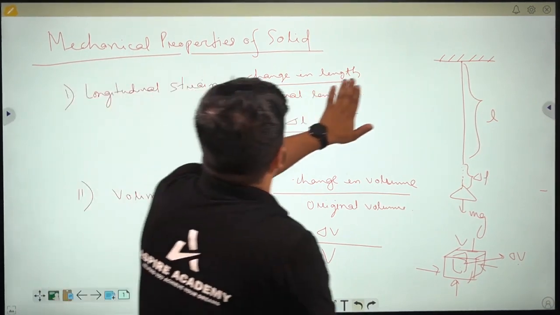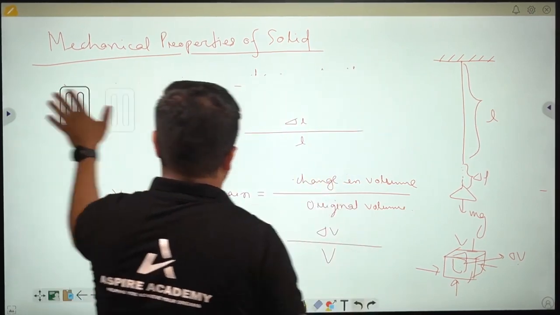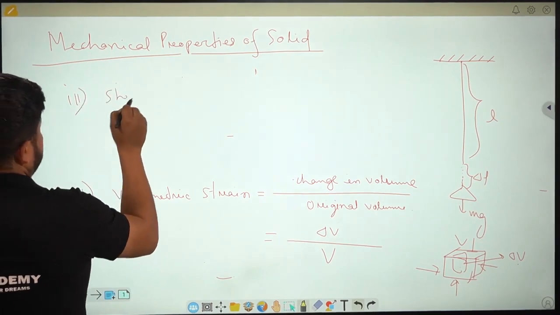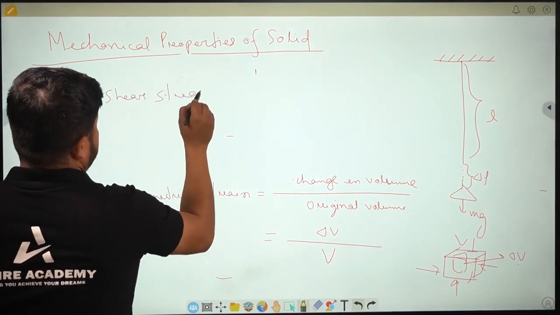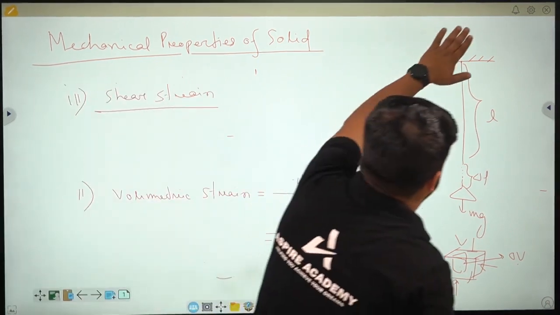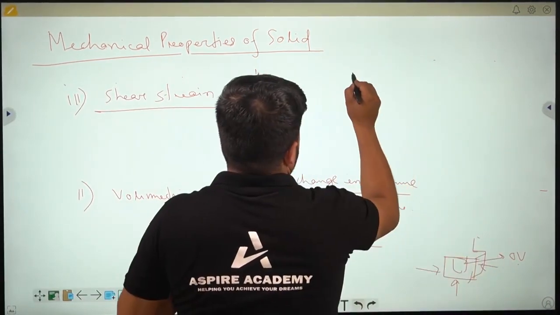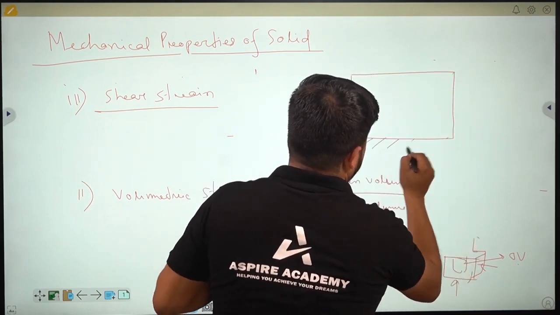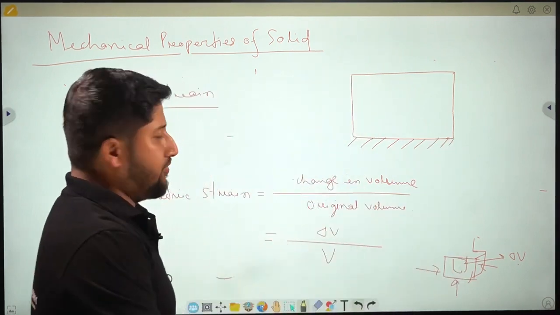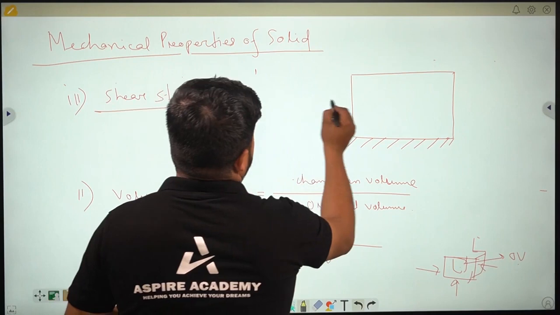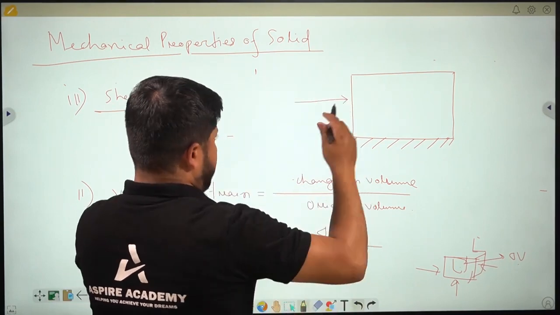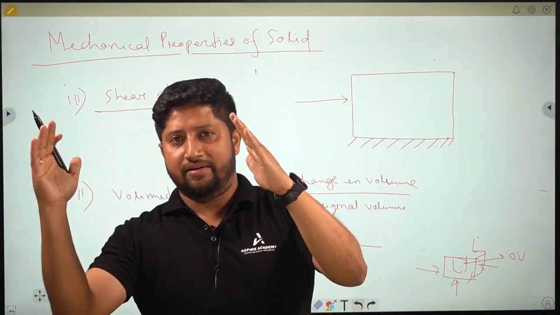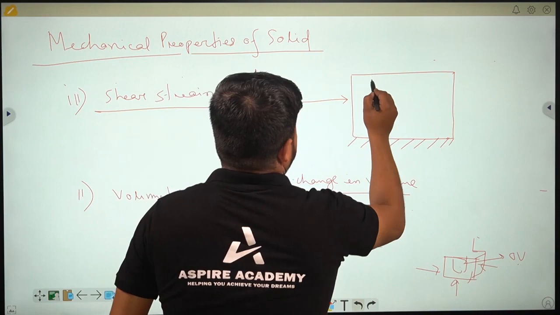The next term is called shear strain. So what is shear strain? Suppose this is a block whose lower base is fixed. If we fix the lower base and apply a force here, what will happen? The lower base is fixed, so it will bend like that. It can bend.